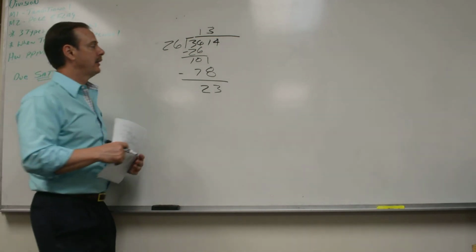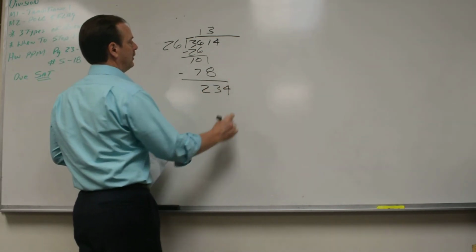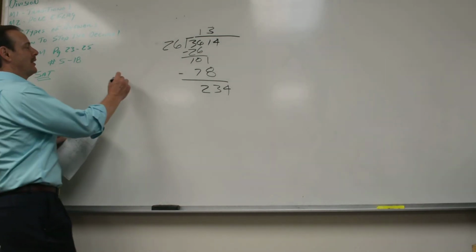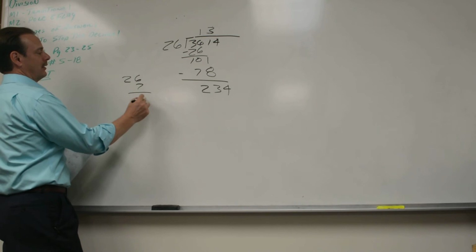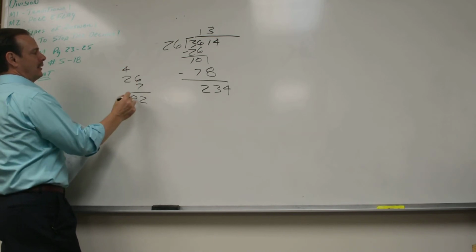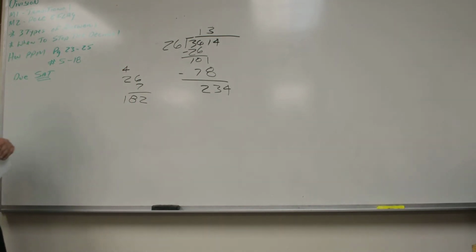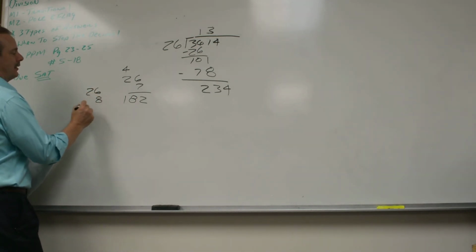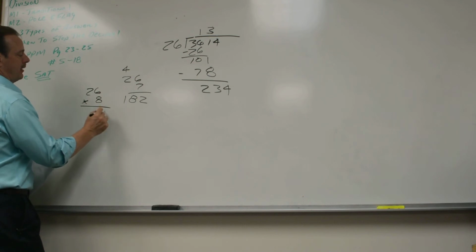All right, so good. Now we bring down the what? The 4. How many times does 26 go into 234? 7? Sure. All right, let's do it this way. 26 times 7, you have to figure that out. I got 182 with 7. So 8. I think 9. It might be 8.